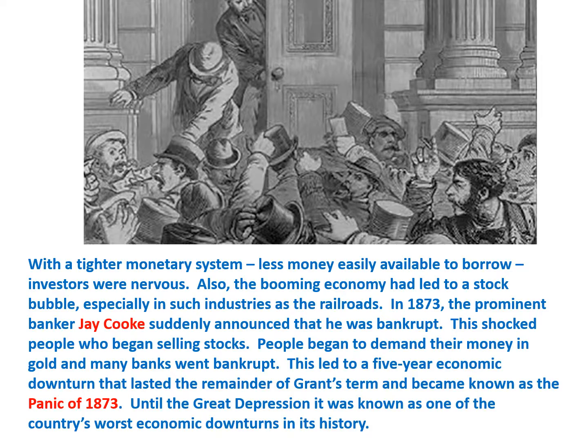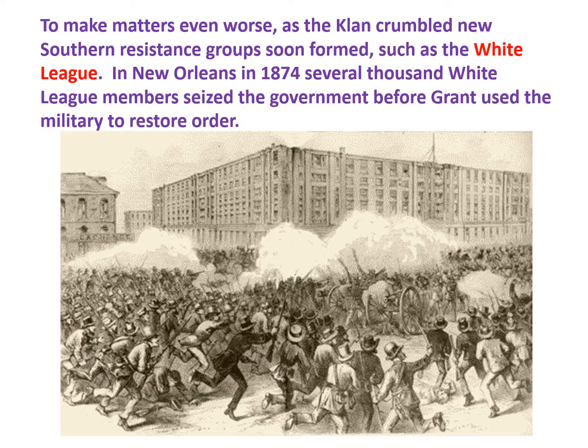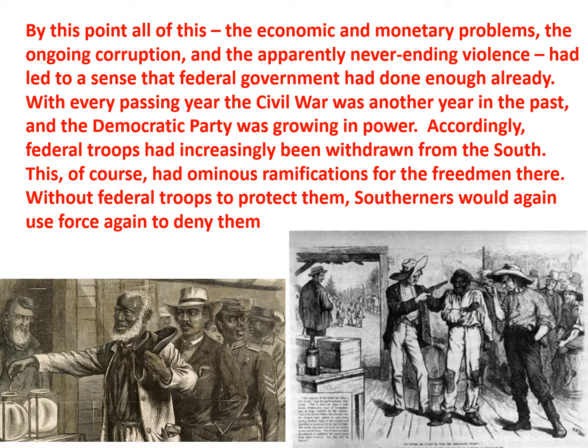To make matters even worse, as the Klan crumbled, new Southern resistance groups soon formed, such as the White League. In New Orleans in 1874, several thousand White League members seized the government before Grant used the military to restore order. By this point, all of this, the economic and monetary problems, the ongoing corruption, and the apparently never-ending violence, had led to a sense that the federal government had done enough already. People were just tired of all this effort.